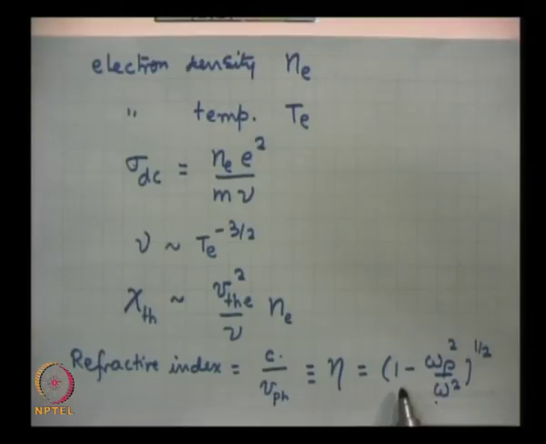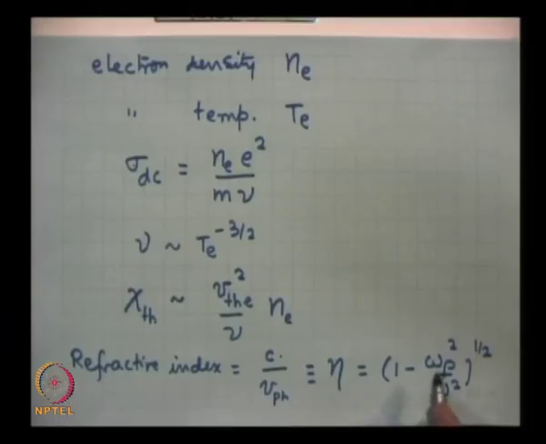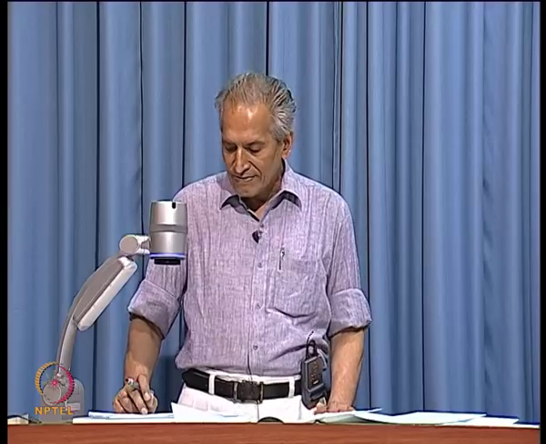Well, there is some modification in the case of solids: instead of the factor 1 here, the lattice permittivity, the lattice dielectric constant, comes in, but those are subtle effects and we will discuss them later. So, this is another important parameter that is important in communication, in plasma heating and even in other applications.